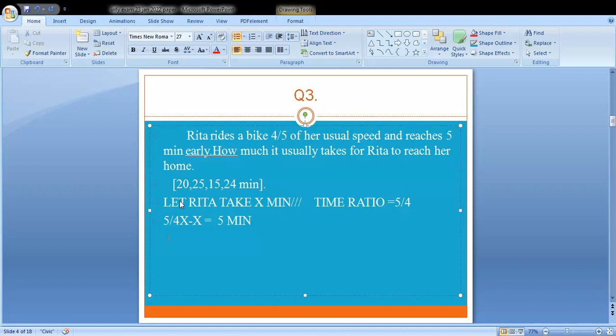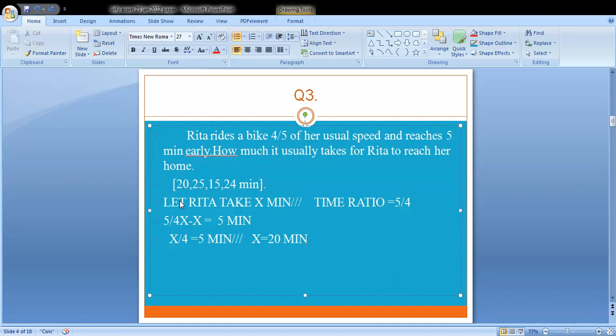That implies 5x minus 4x by 4, so x by 4, that's equal to 5 minutes. That implies x equal to 20 minutes. That's the answer.